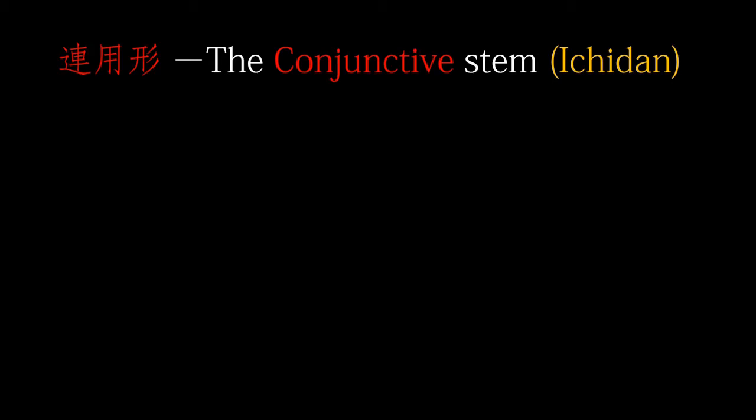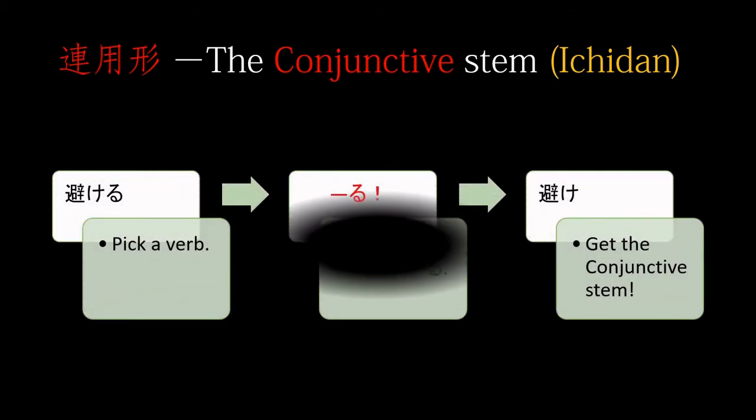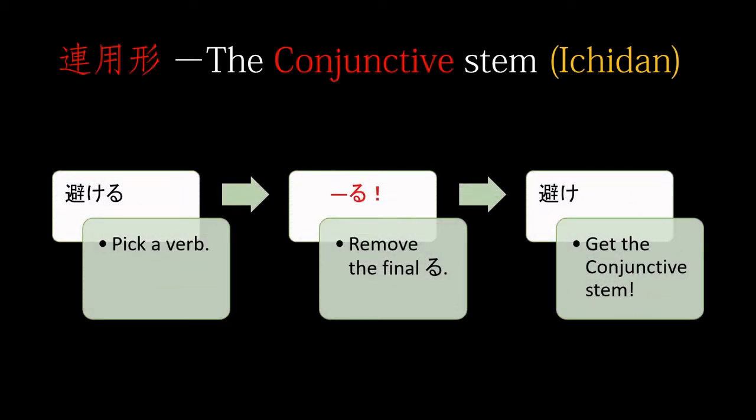Now, the conjunctive stem for our Ichidan verbs is made in practically the identical fashion as our irrealis stems. First, we pick a verb, then we remove ru, and we will get the conjunctive stem. So once again, it is very simple. After you pick a verb, remove the final ru from it, and you will get the conjunctive stem, meaning that sakeru here will become, once again, sake.